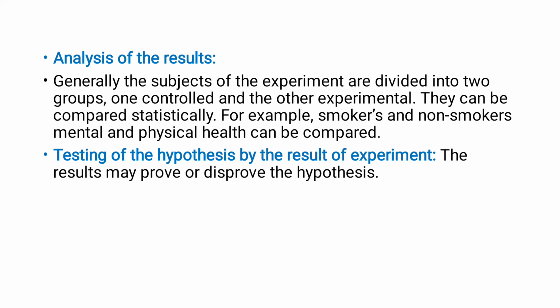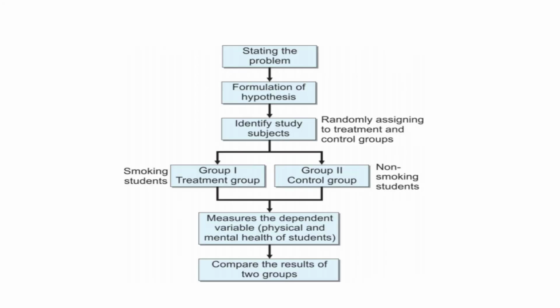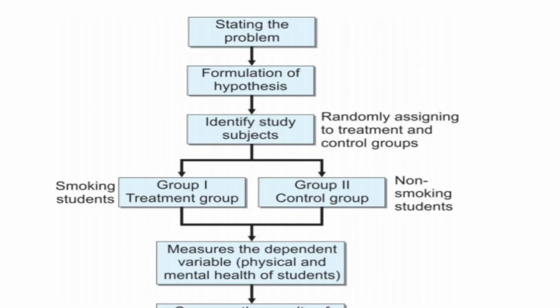So let's see a flow chart of the various steps which are involved in the experimental method. Flow chart depicting the experimental method. So first you have to state the problem. Next, formulation of the hypothesis. Then you have to identify the subjects. That is, in the previous example, you have to identify the students who have the smoking habit. So identify the subjects and randomly assign them.